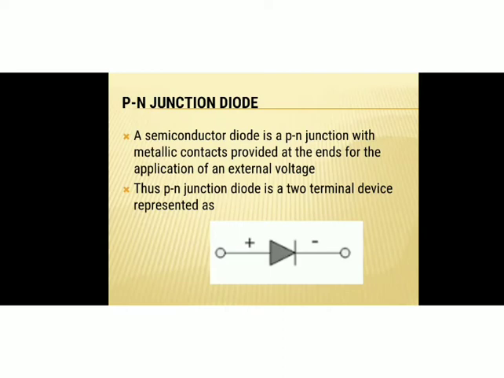By a PN junction diode. A PN junction diode is a semiconductor diode, a diode with metallic contacts provided at the ends for the application of external voltage.